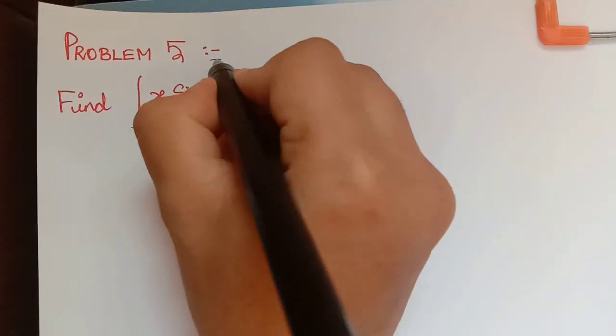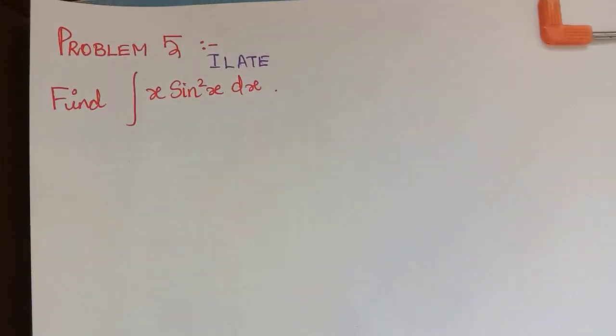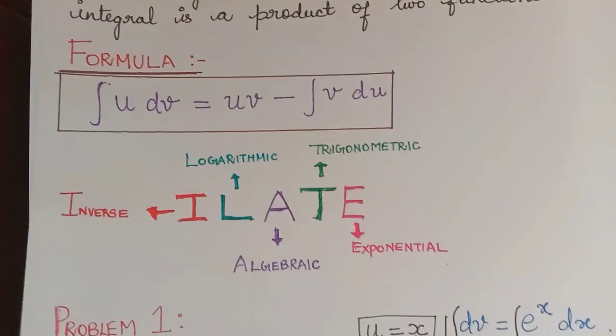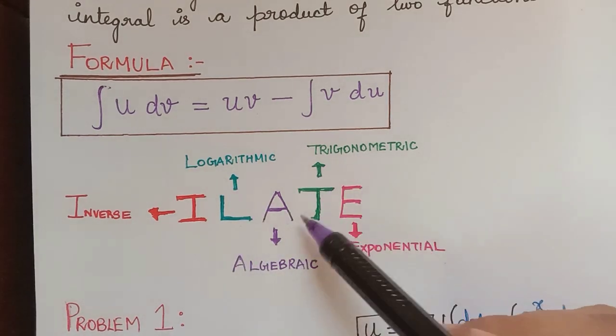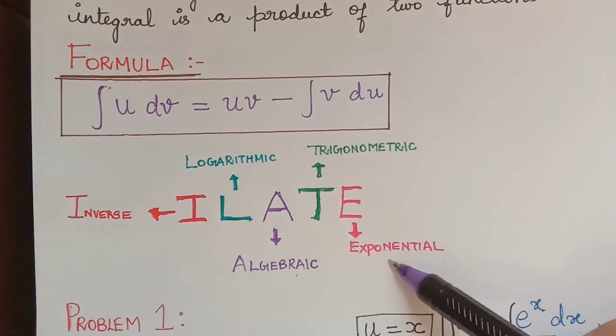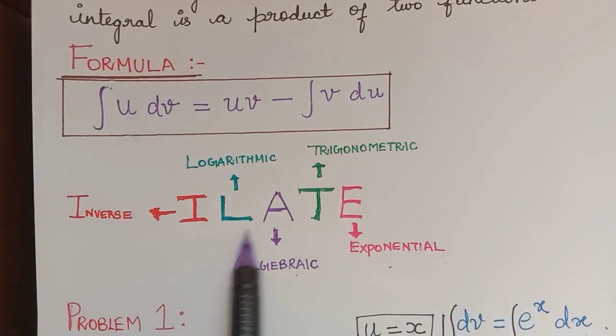to use ILATE. So already in my previous lecture I have told you what is ILATE. I stands for inverse, L for logarithmic, A for algebraic, T for trigonometric and E for exponential. So we have to make the choice of u in this order.